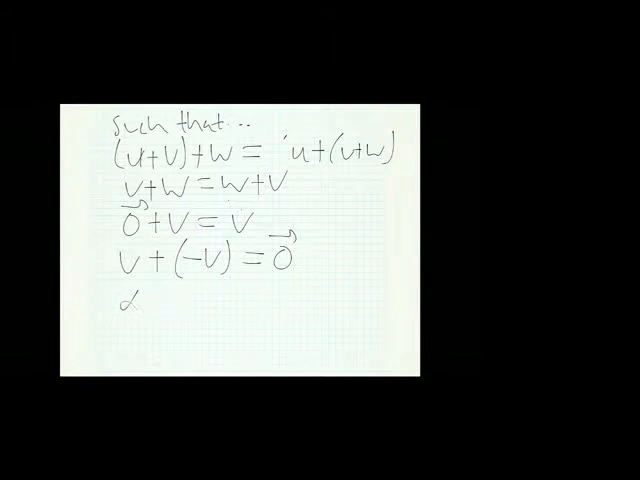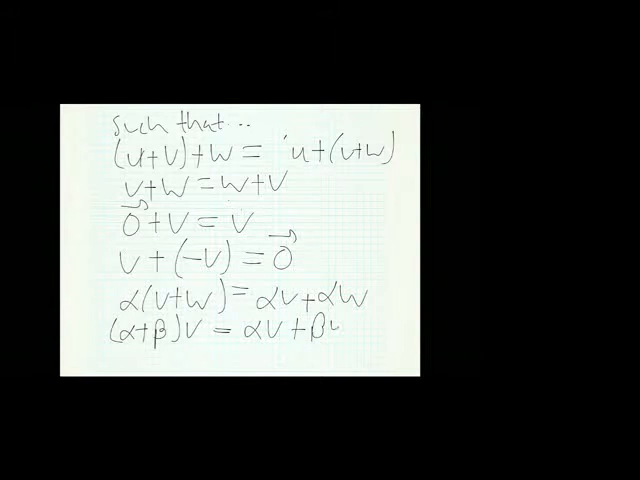What else? How about scalar multiplication? We haven't used scalar multiplication yet. So here I have alpha times (v plus w) is alpha v plus alpha w. And then here I have a sum of two scalars, alpha plus beta, times v, is equal to alpha v plus beta v. And there's one more thing. It doesn't follow from the other properties of a vector space, so don't try and prove it. But if you multiply a vector by 1, nothing happens. 1 times v is equal to v.